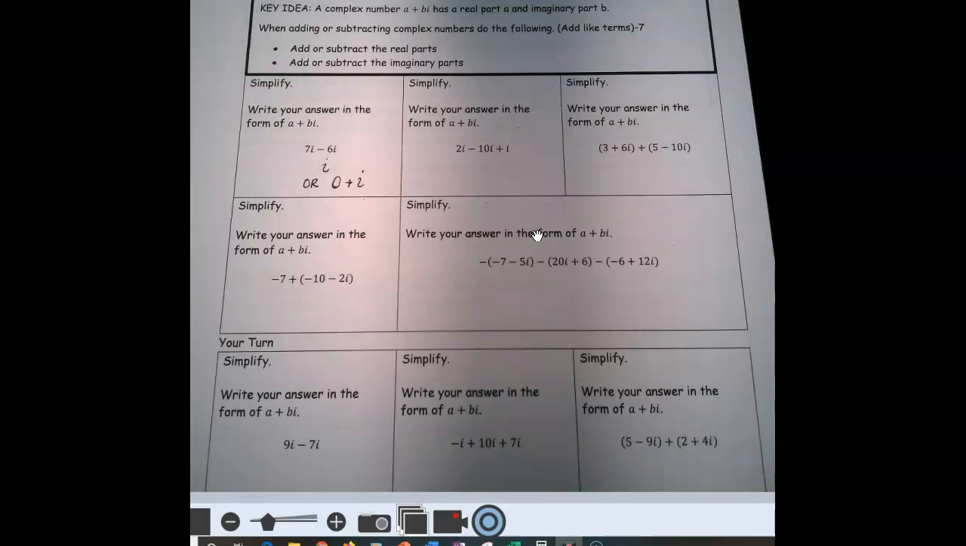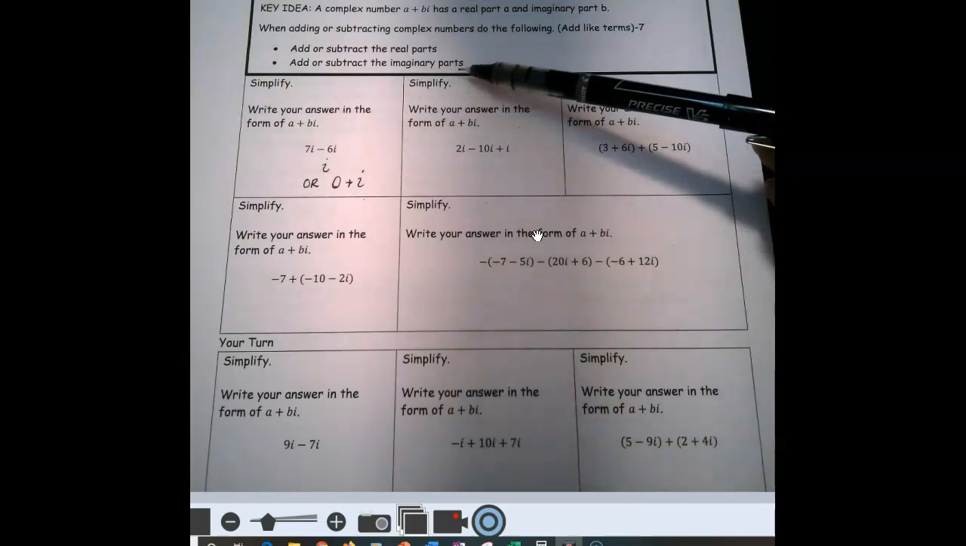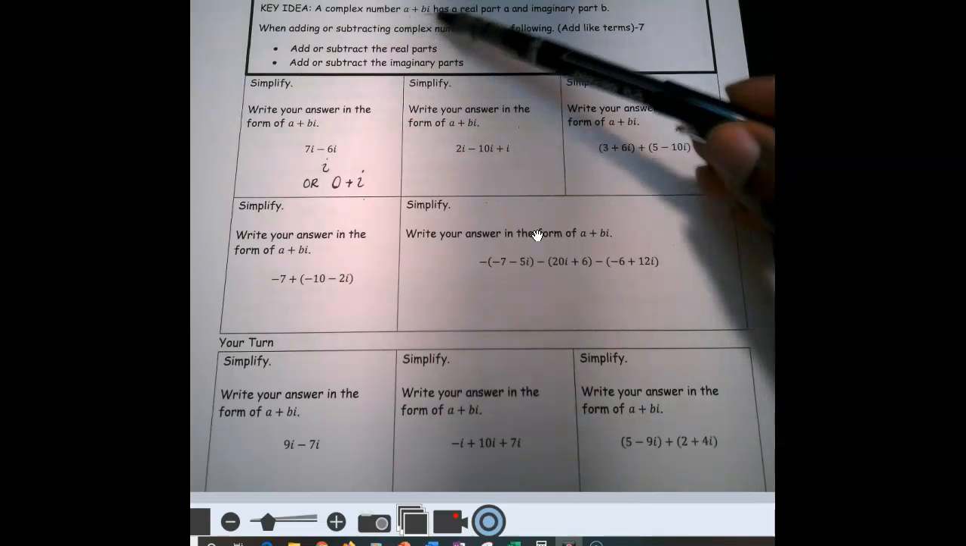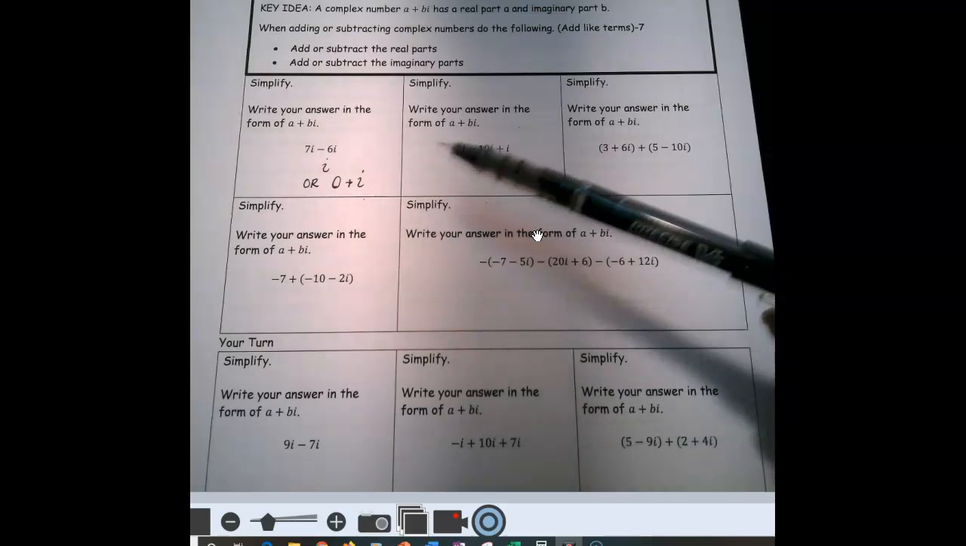Basically, you just add like terms. So you're going to add or subtract the real parts, add or subtract the imaginary parts, and make sure you write it in this form. I've already done the first one here. It says simplify, write your answer in the form of a plus bi.